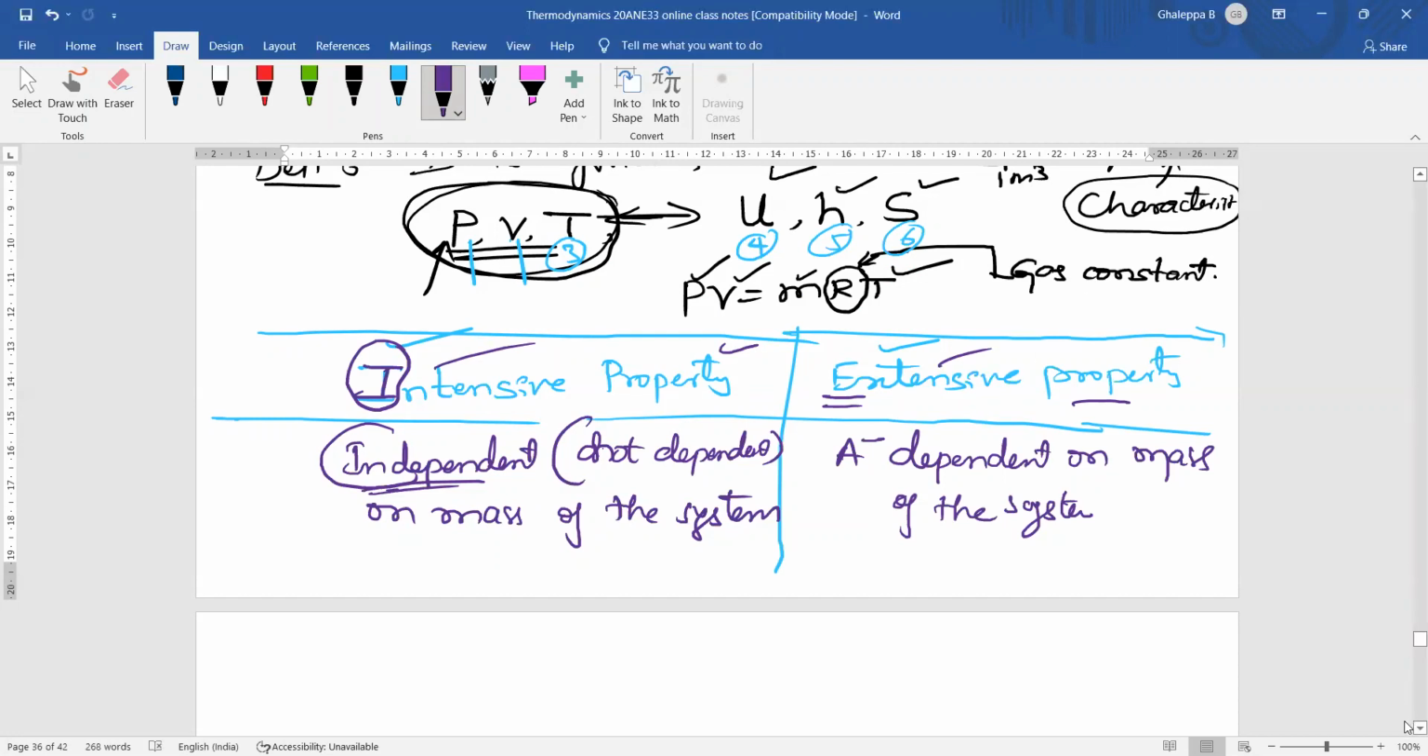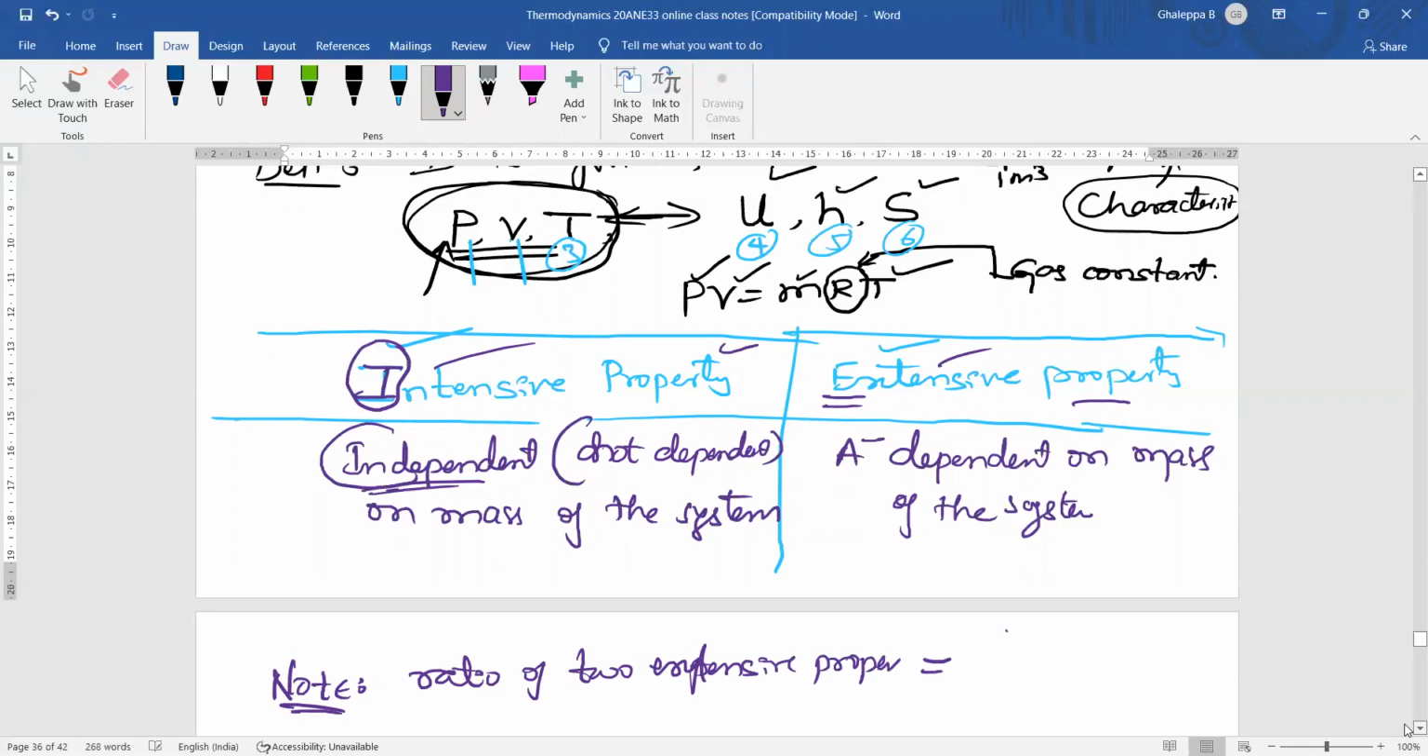And dear students, now you remember one note. I will give an example later, do not worry. What is that note? A ratio of two extensive properties will become an intensive property. I will give an example. Ratio of two extensive properties.